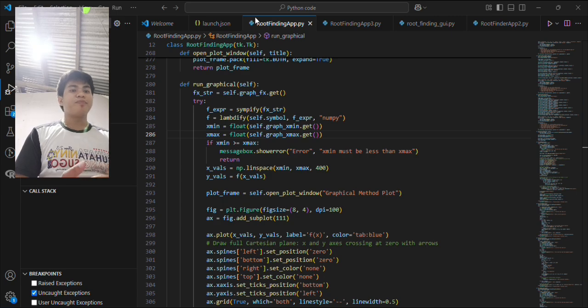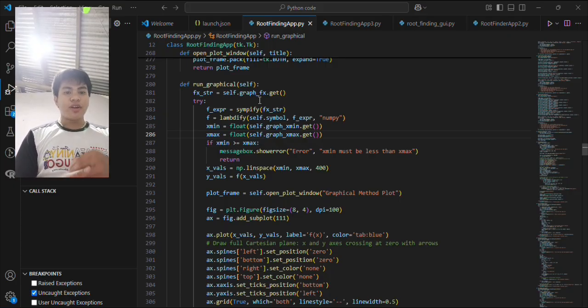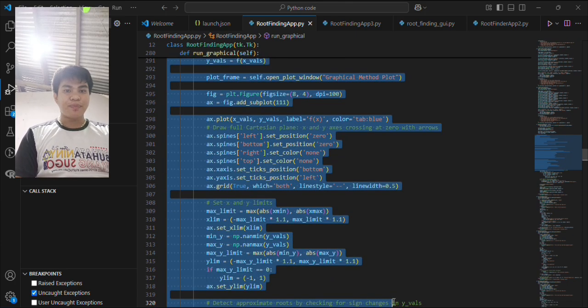The graphical method is a visual approach to root finding. You plot the function over a specific interval and observe where it intersects the x-axis. While it doesn't compute a root numerically, it's great for estimating root locations and intervals for other methods like bisection or regula falsi. Now, in the graphical method, let's talk about it step by step.